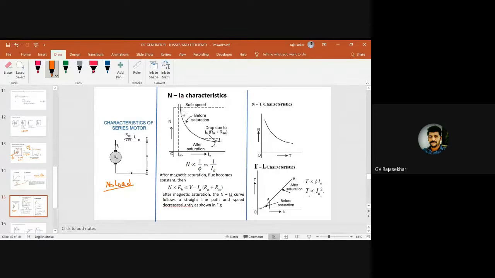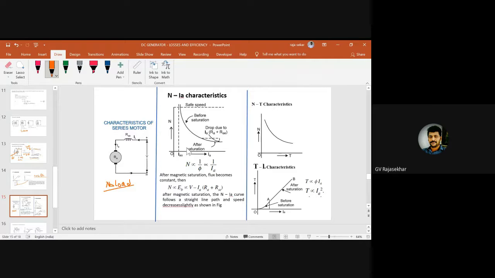Immediately the speed will pick up to a very high speed. That is why you should not switch on the DC motor, especially a series motor, under no load condition. This is one of the precautions you have to take before starting a DC series motor. Why? Because N is becoming infinity.